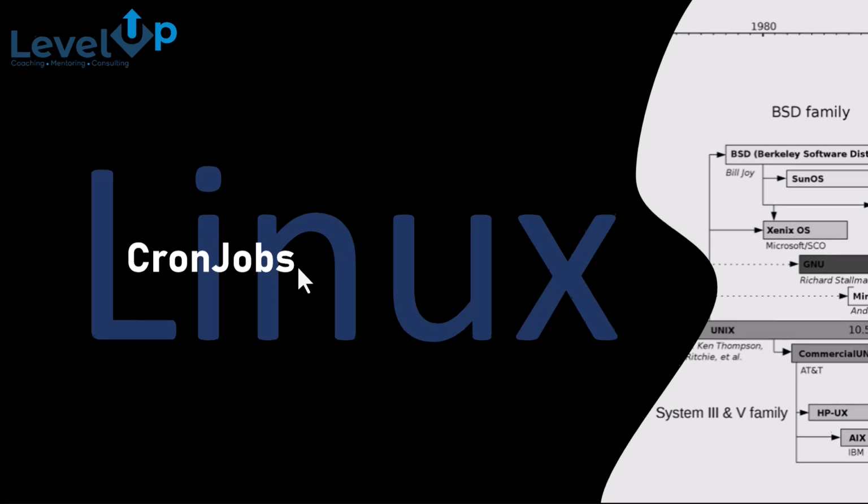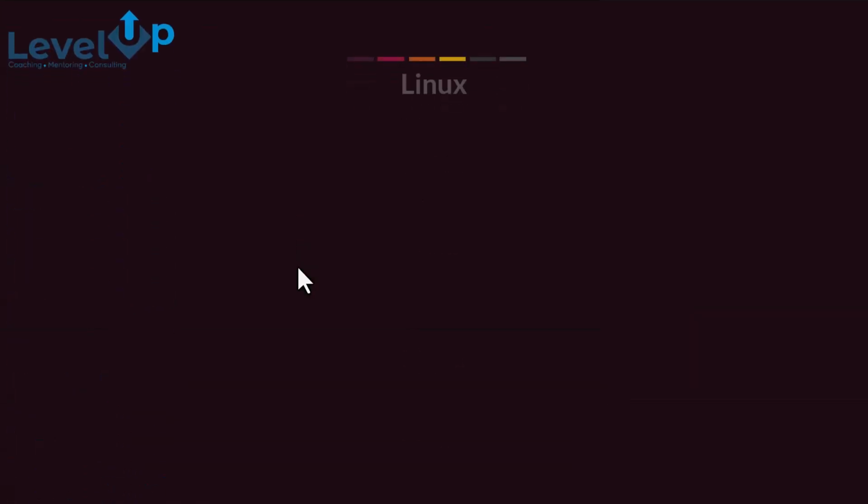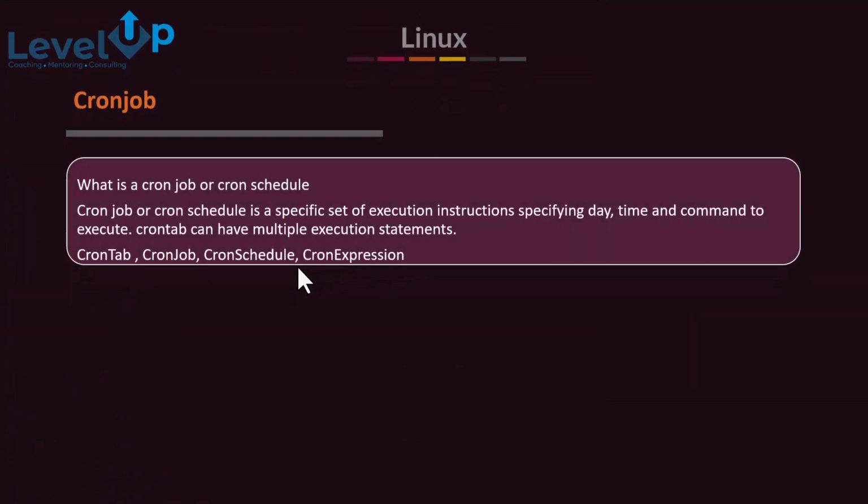Now, let's start with the question. What is a cron job? You can call this a cron job, or some call this a cron schedule as well. To give a definition, a cron job is a time-based job scheduler for Unix-type operating systems. It allows users to schedule tasks to run periodically at specified intervals.